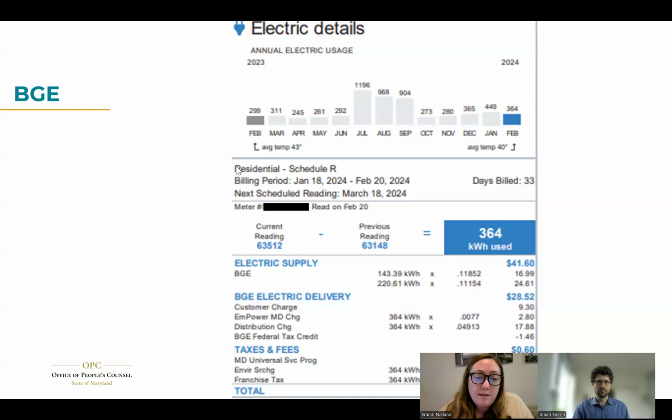Below this is residential schedule R. This is just something the utilities have to do. They have rate classes for different groups of customers, and Schedule R is just the main rate class for residential customers. It's just the name.